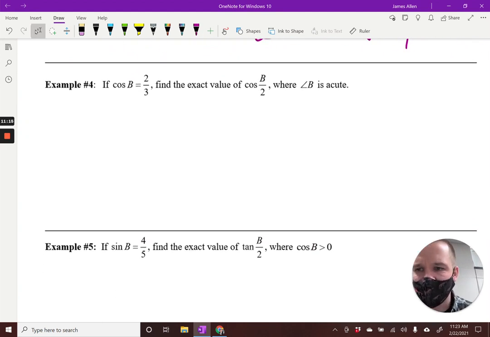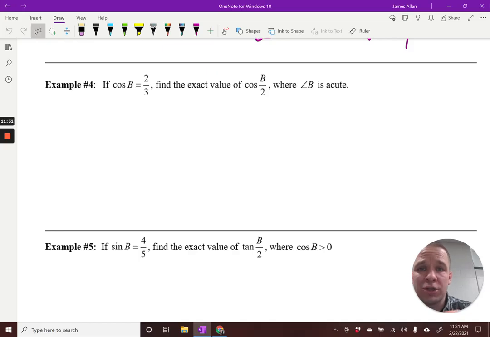Now we're not even dealing with wonderful trig angles. What the heck are we going to do here? All righty. If cosine of b is equal to 2 over 3, find the exact value of cosine of b over 2, where b is an acute angle.